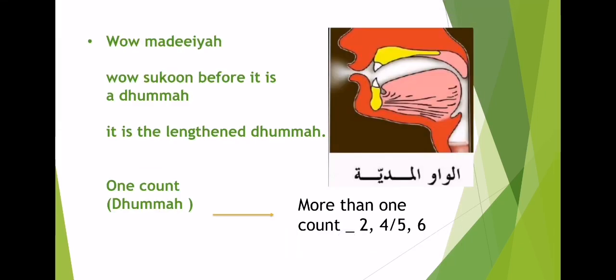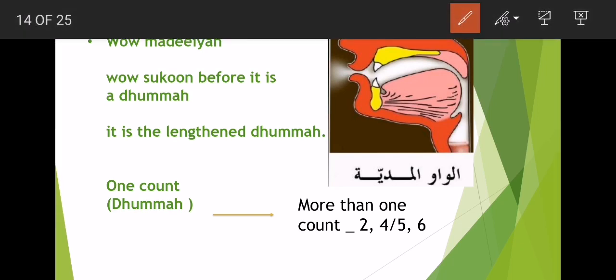Waw madiyya. Okay, the waw madiyya, we can see that the back part of the tongue is raised, right? Okay, see, the back part of the tongue is raised and the lips are circled. So the sound comes here, it will go like here, and it will go like this.